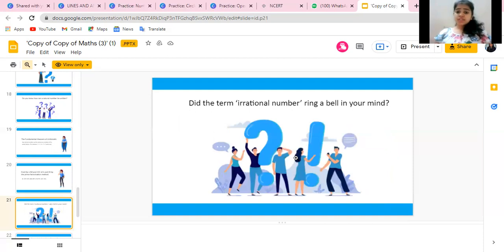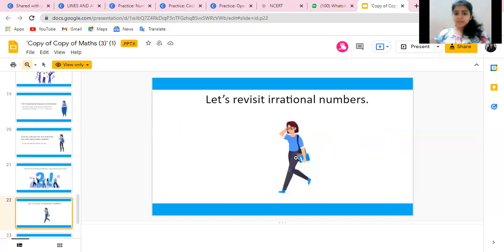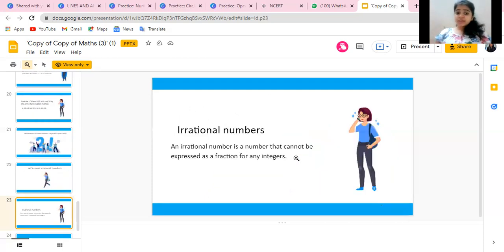Did the term irrational number ring a bell in your mind? Let's see to it. An irrational number is a number that cannot be expressed as a fraction of integers. That means it cannot be written in the form of p by q, as we write a fraction, no? p is the numerator, q is the denominator whose value can't be 0. So irrational numbers are those which do not follow these rules.